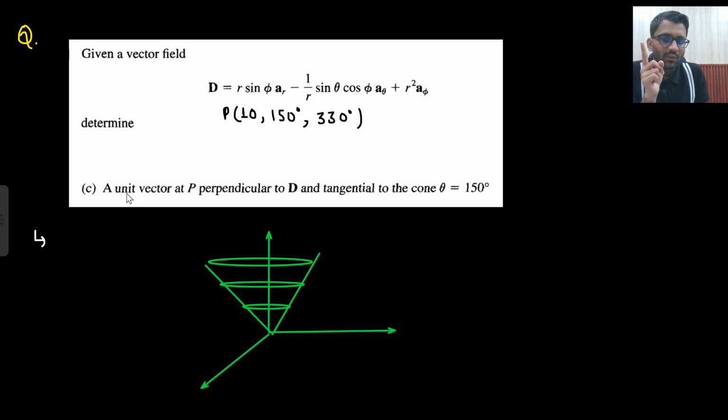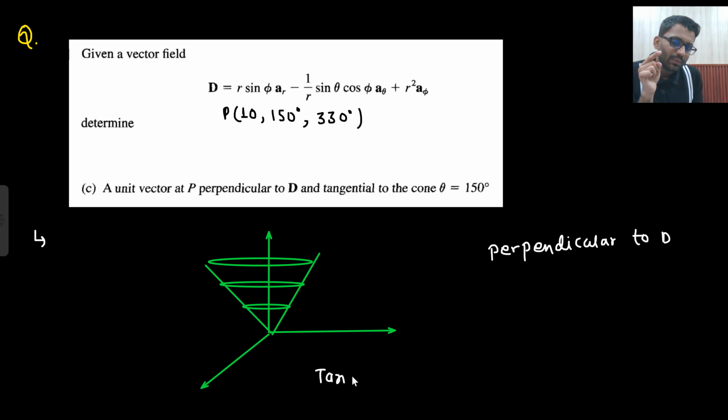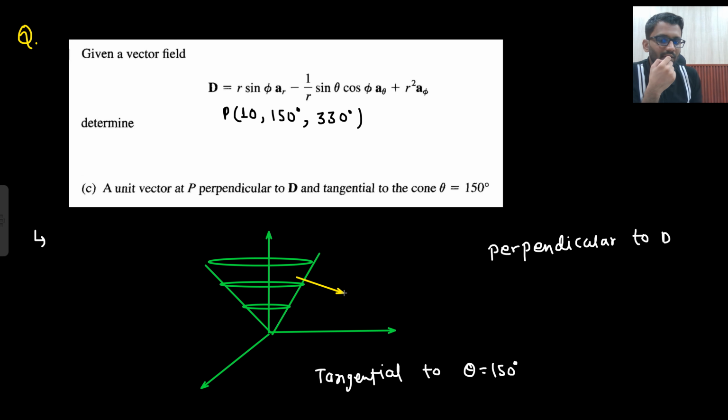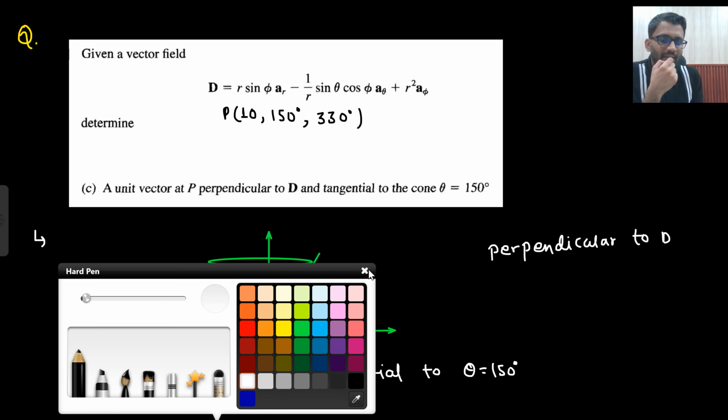So unit vector at point P should be perpendicular to D and tangential to theta equals to 150 degree. What will be the tangential component of theta equals to 150 degree? What will be the normal component? Can you let me know? Normal component will be a theta cap.